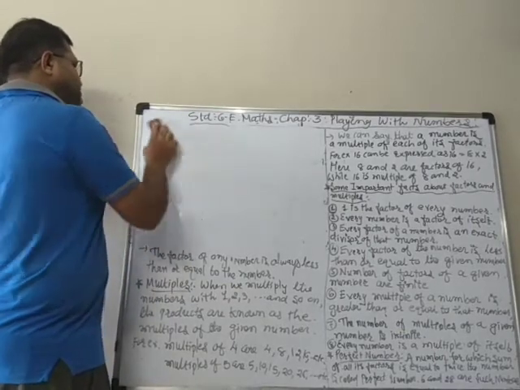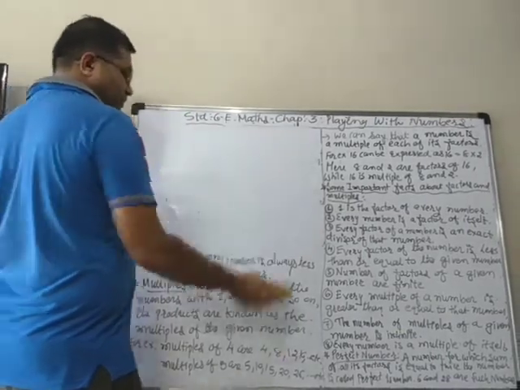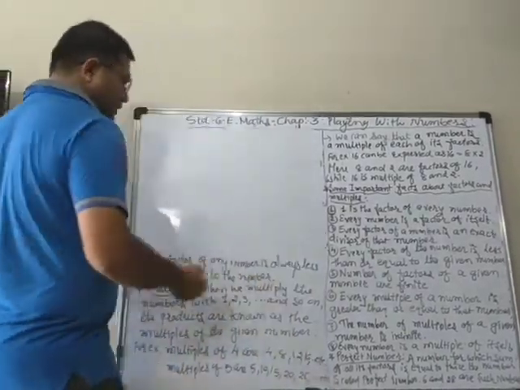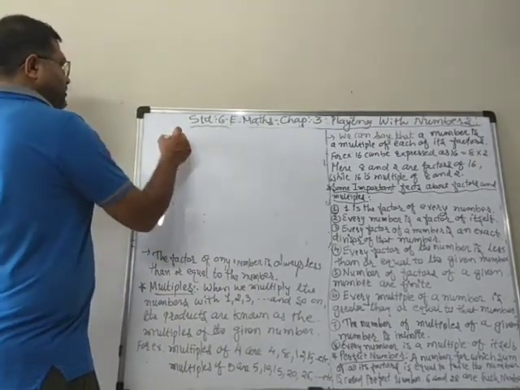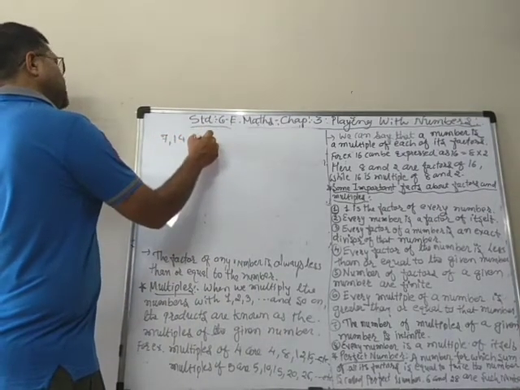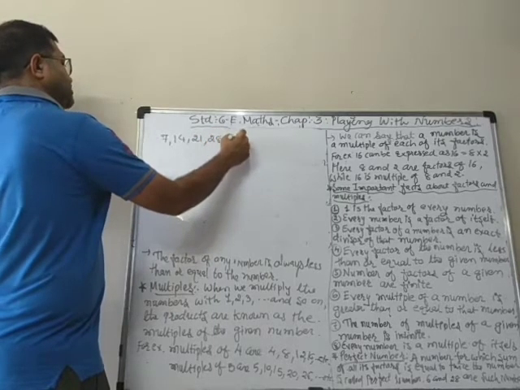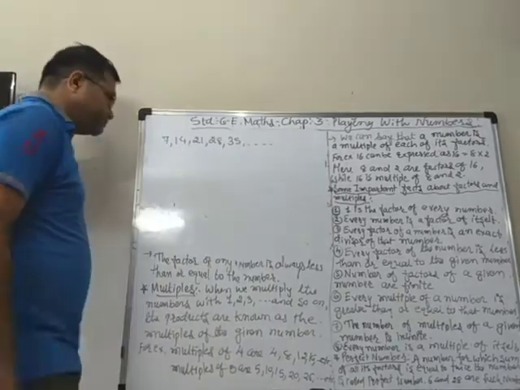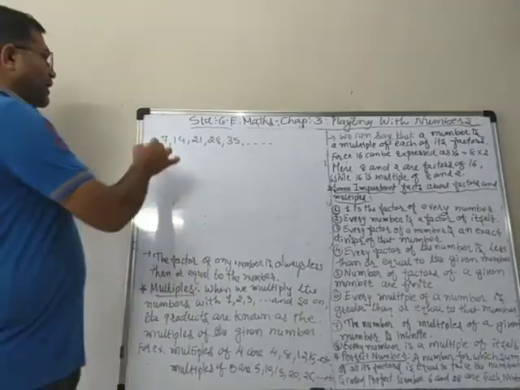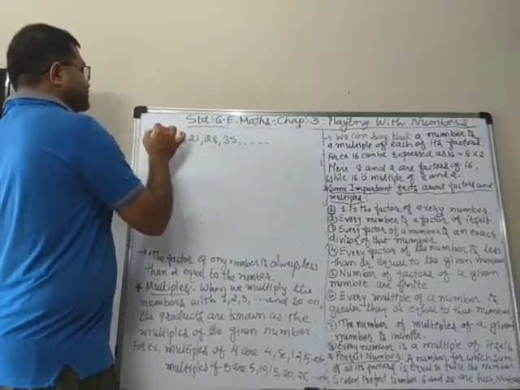Similarly, if you take number 7 and multiply it with 1, 2, 3, you will get 7, 7 2s are 14, 7 3s are 21, 7 4s are 28, 7 5s are 35, and so on. So these all are the multiples of 7.